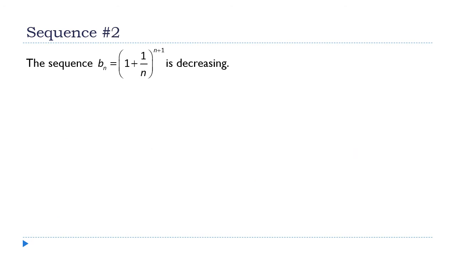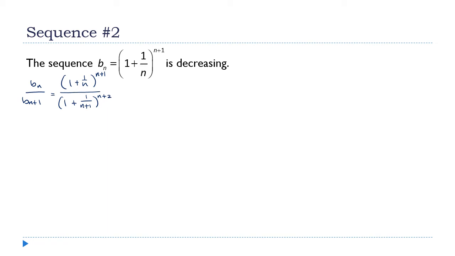All right, now for the other one. I need to show that this is a decreasing sequence, and it's going to be a very similar process. It's going to be a very similar kind of algebra manipulation. So first, I'm going to look at the same thing. I'm going to look at bn over bn plus 1. And the formula here tells me that this is (1 plus 1 over n) to the n plus 1 over (1 plus 1 over n plus 1) to the n plus 2.